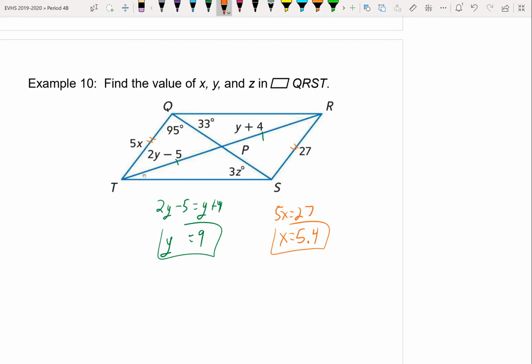Now there's a couple ways of looking at this. First off, I know that these two sides here are parallel. Therefore, my transversal line QS means that my alternate interior angles are congruent. I could have also looked at it as the two congruent triangles that were formed by diagonal QS, and those two angles are equal. Either way it works. We've got that 3z is equal to 33, therefore z is equal to 11.